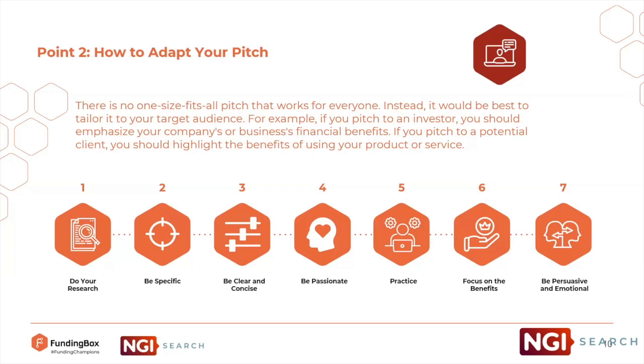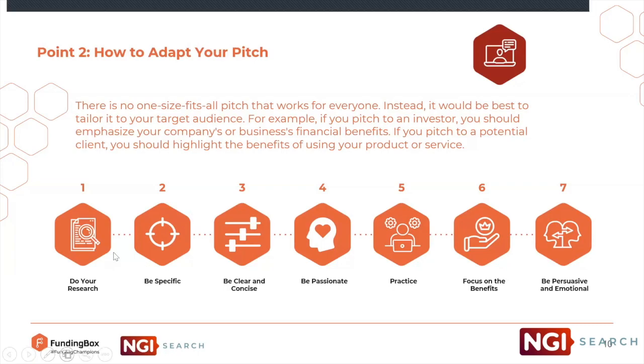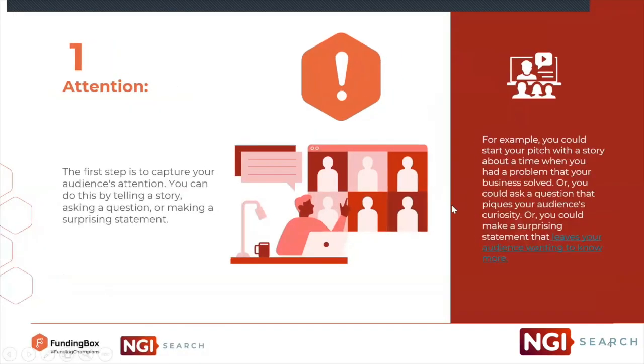So let's stop here for a moment, because I want to share something with you. Look here. The first step of the classic approach is to get your audience's attention. The classic manuals used to say the first step is to capture your audience's attention. You can do this by telling a story, asking a question, or making a surprising statement. Now, I want to share with you a short video, and let's think about what we see.